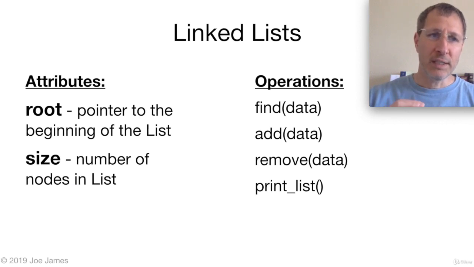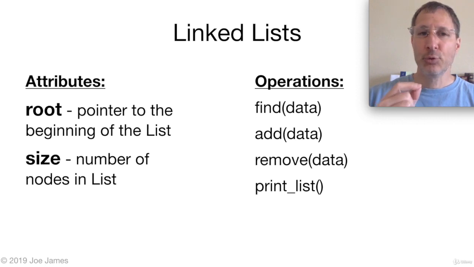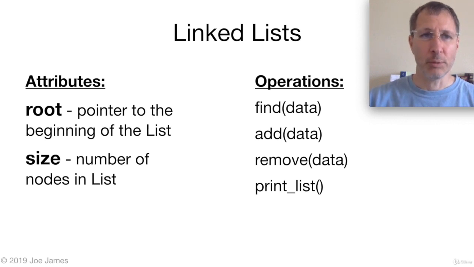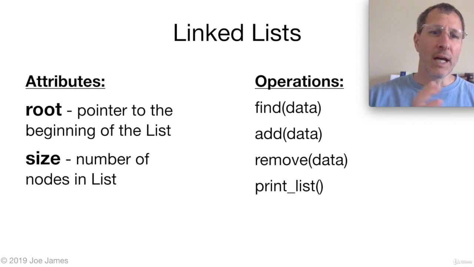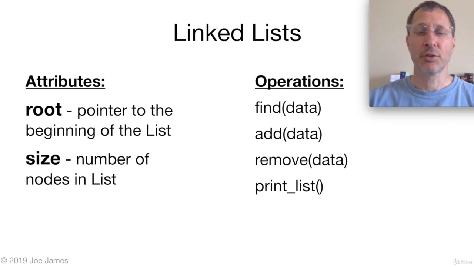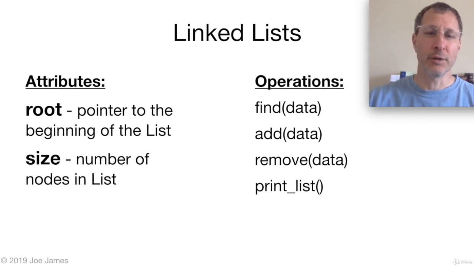So we have a pointer to the root, and for each linked list we need to be able to find data, add a piece of data, remove a piece of data from the linked list, and print the list somehow. We're going to see how each of these operations works, and then we're going to see how to code it in Python. Now the attributes for a linked list: you have a pointer to that root node, and we're also going to track the size of the linked list, so at any given time you could find out how many nodes are in the list.